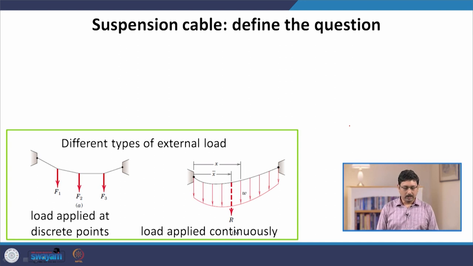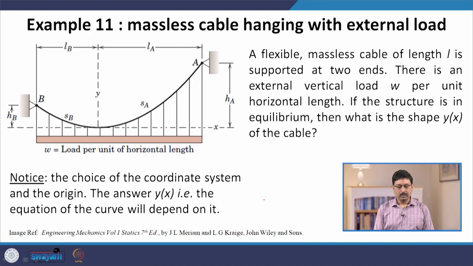Now, I will say a little bit about the external loads. In general, they can be point loads which are applied at discrete points, such as the three external vertical forces F1, F2 and F3 in this picture, or there could be a load which is applied continuously along the length of the cable or the rope. In this particular problem, we are going to assume that this is the case. So, now let us define the example more concretely.